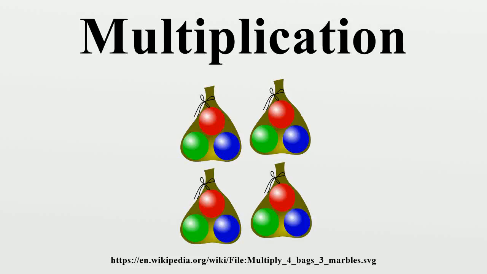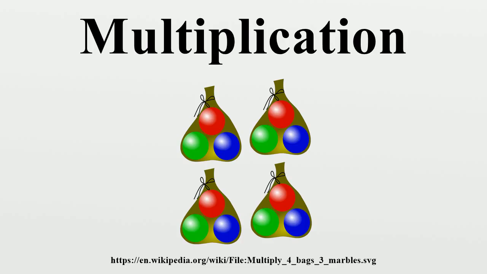Multiplication is one of the four elementary mathematical operations of arithmetic, with the others being addition, subtraction and division. The multiplication of two whole numbers, when thinking of multiplication as repeated addition, is equivalent to adding as many copies of one of them as the value of the other one.